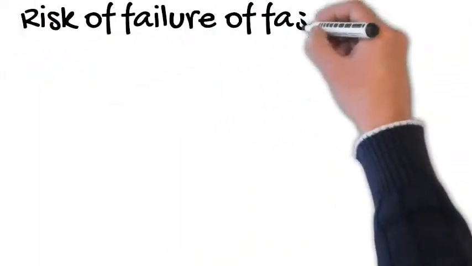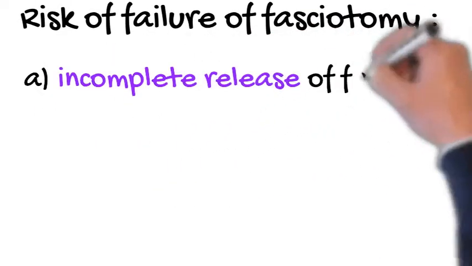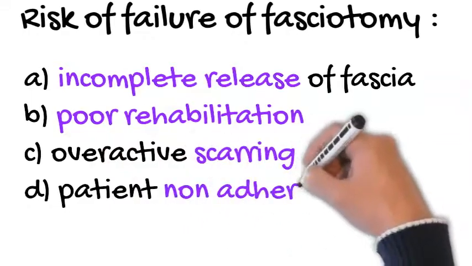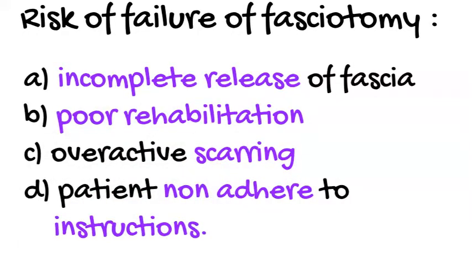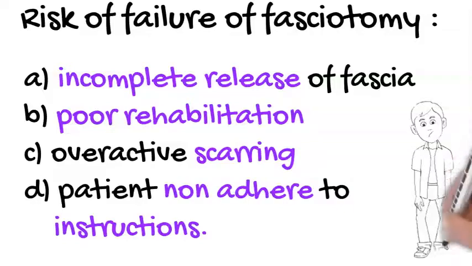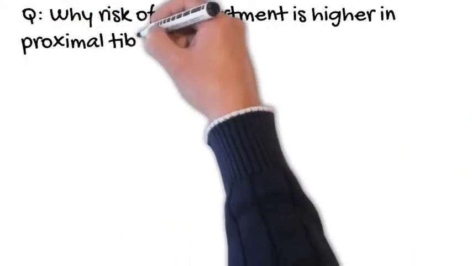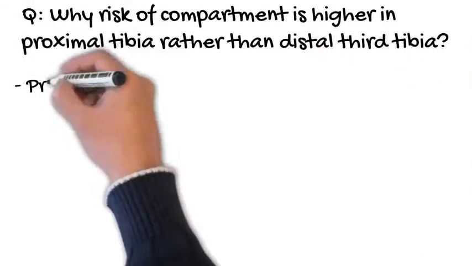What are the risk factors for failure of fasciotomy? They include: A. Incomplete release of fascia, B. Poor rehabilitation, C. Overactive scarring, D. Patient non-adherence to instruction. Okay, we have already covered chronic exertional compartment syndrome.